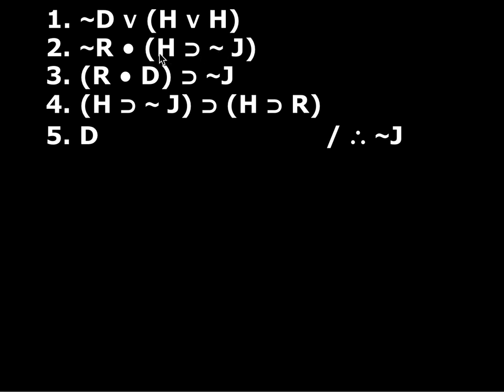I'm going to get this on a line by itself. So line 2, simplification. I could also get not R on a line by itself, and that might come in handy later. Maybe I'll do it. I don't know. Next, I'm going to do DS. Remember, the other thing I said I could do is I have a disjunction. I have the negation of the first disjunct. I can derive the second. Why not?